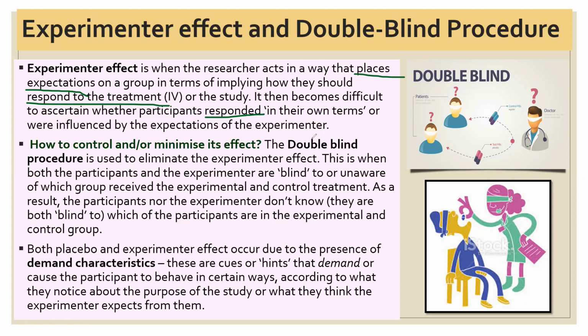How can we control for or minimize the effect? Well, with the double blind procedure, that's basically where the experimenter doesn't know who's getting the IV and the participants don't know who's getting the IV. If I don't know who's getting the green tea, I can't place my expectations on them. That's the basic idea. Okay, so that's the double blind procedure. Double blind meaning both the participants and the experimenter are blind, or unaware, as to who is getting the experimental treatment or the IV there.